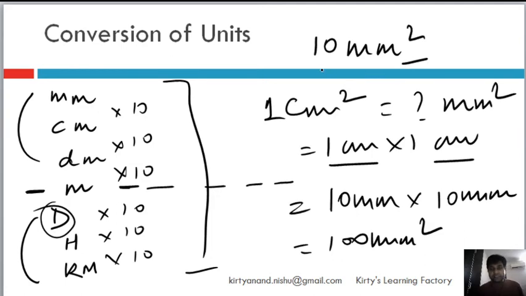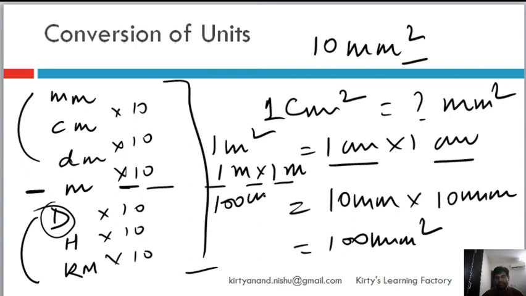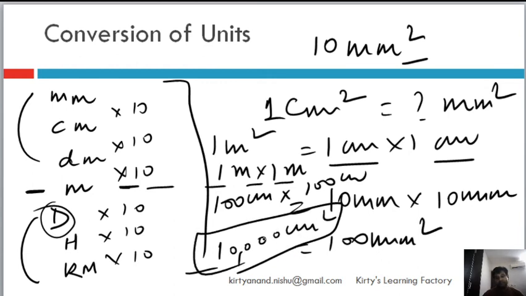So don't make the mistake of writing it as 10 millimeter square. A lot of people make these mistakes. So first break it down. 1 centimeter square is 1 centimeter into 1 centimeter, and then do the conversion. Similarly, 1 meter square is 1 meter into 1 meter, and if I have to express it as centimeters, it will be 100 centimeters into 100 centimeters. So it will be 10,000 centimeters square. That's how we convert units when it comes to areas.